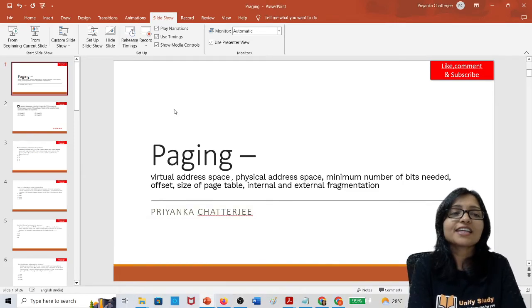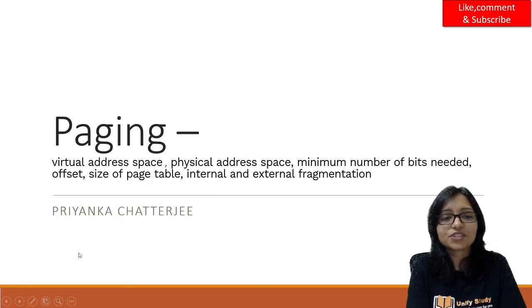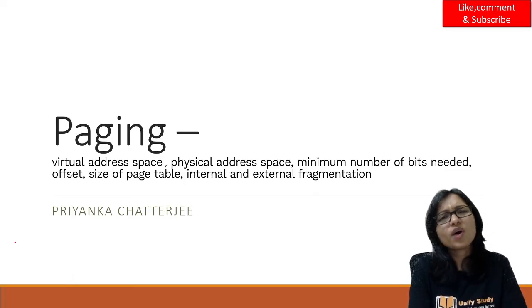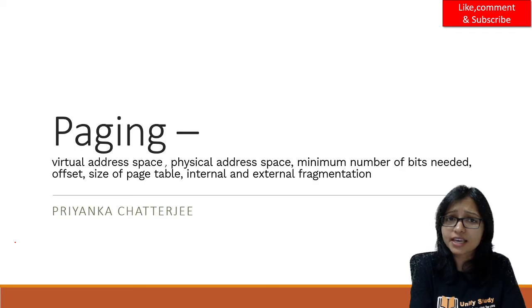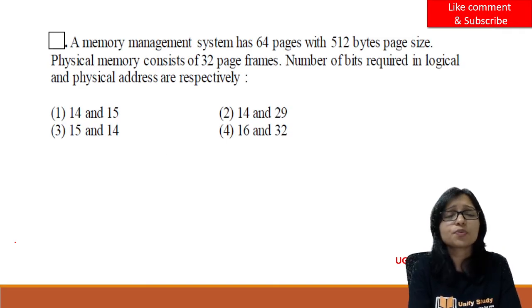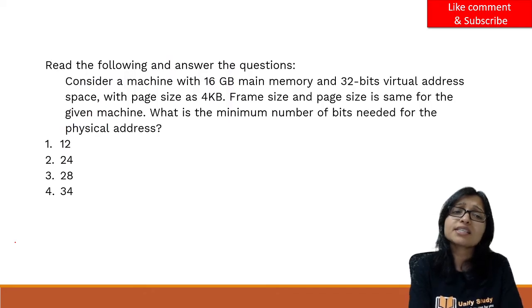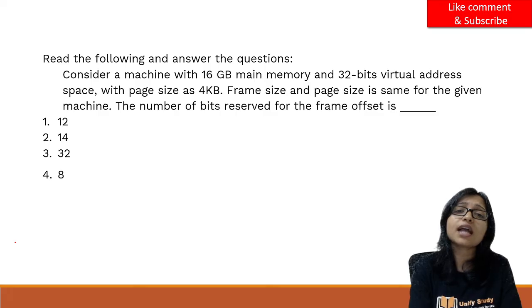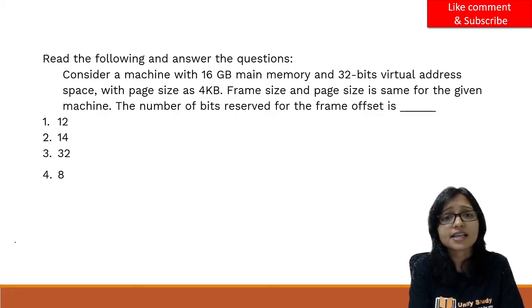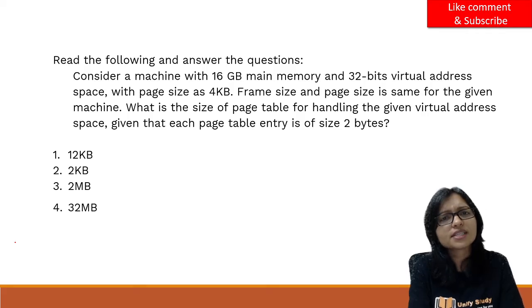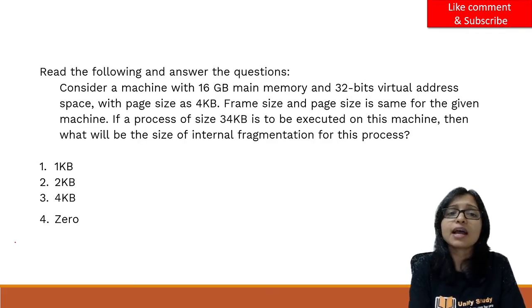Why? In operating systems, paging is the subject, and paging is the concept where you are getting stuck. What is virtual address space? Physical address space? Minimum number of bits required for virtual address space? What is the offset? How many bits will be there for the offset? And after that, how to calculate the page size? How to calculate the page table size? Means, what will be the size of the page table? And after that, what will be the internal fragmentation also?